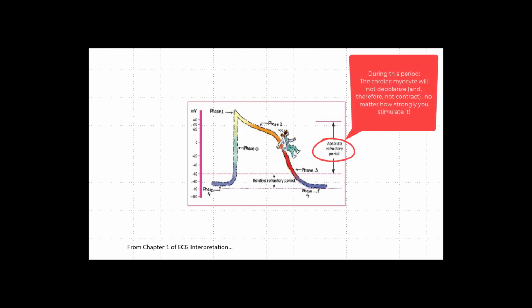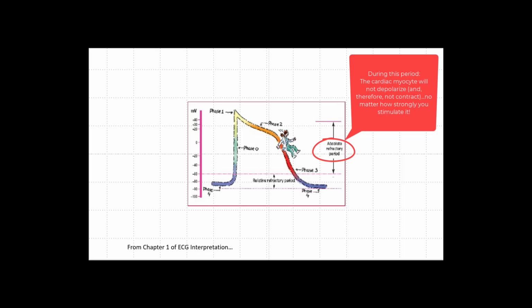And in fact, during phase 1, phase 2, and the beginning part of phase 3, we are in what we call an absolute refractory period. So during this absolute refractory period, no matter what type of signal comes in, no matter how strong it is, the cardiac myocyte will not be able to depolarize again.